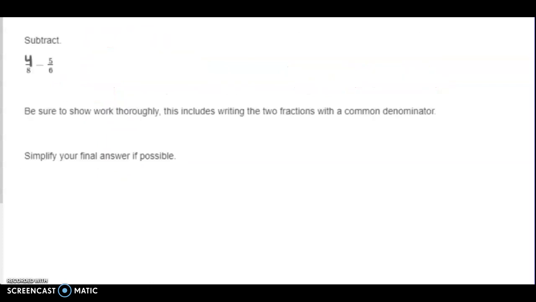Okay, subtract. In this one, it says to show your work thoroughly, so we would have to get a common denominator. I know in most of this video I've been telling you to go to Desmos and type it in, and I would 100% still go to Desmos and type it in so I knew what my answer was supposed to be. But then we have to go back and show our work too. So I'm going to get the answer first.